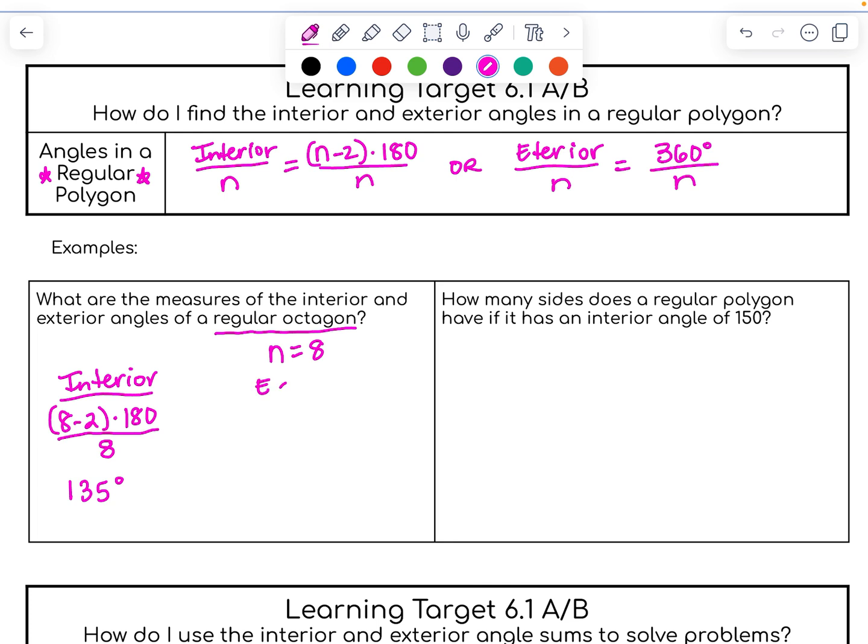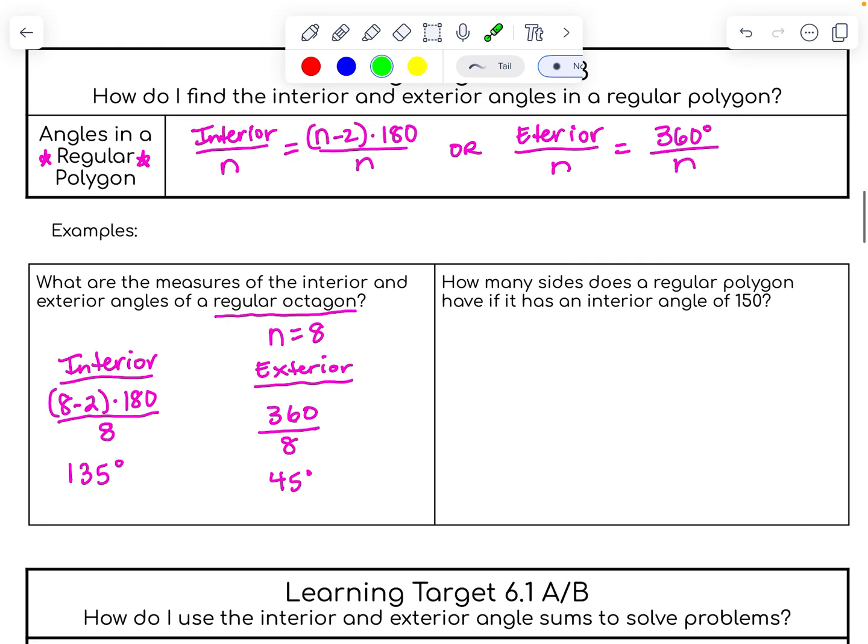Now to do the exterior, we do the same idea. What's the exterior sum? Well, it's 360 degrees divided by 8, and we get 45 degrees. Now, when you have a polygon that is regular, the interior and exterior angles are supplementary. 135 plus 45 makes 180. So if you add these two together, they're supplementary and make 180 degrees.